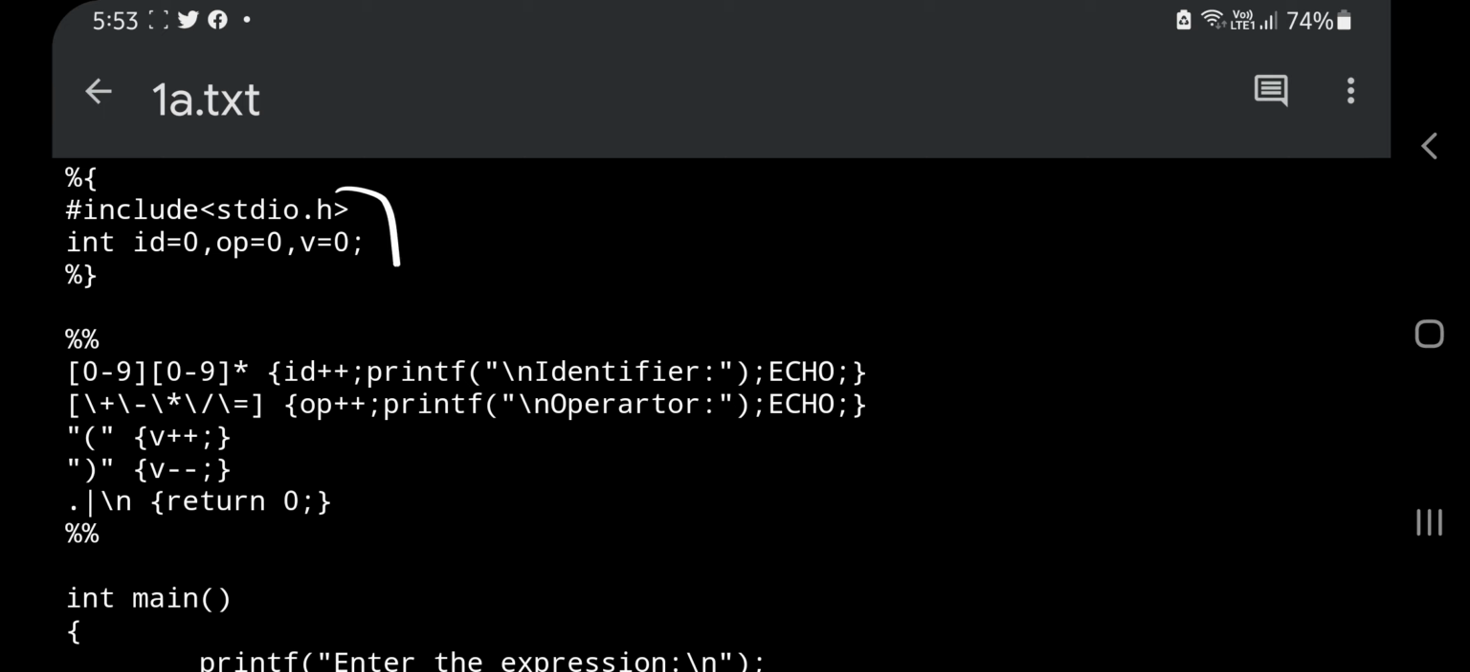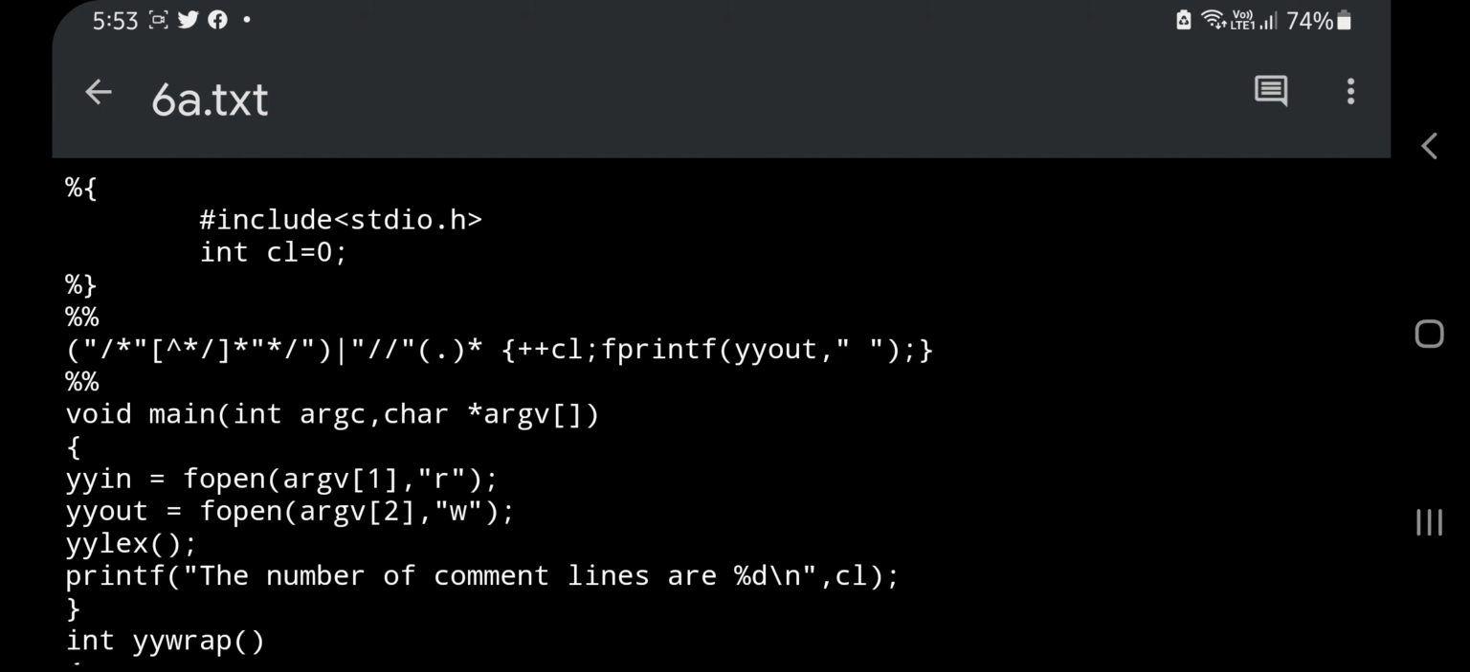And if you come to the sixth program, 6a.l, the same thing goes here as well. If you observe carefully, the first is the declaration part. Here we have #include stdio.h, and here is the variable declaration. That's for the first one. And what else we have? Then coming to the rules part.